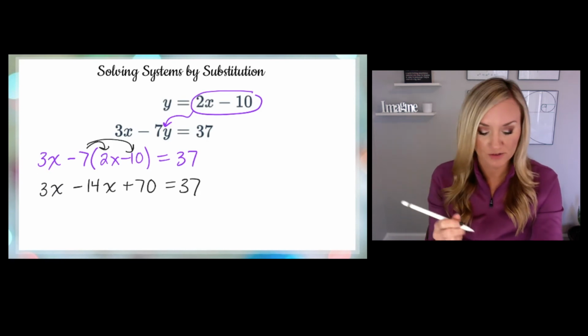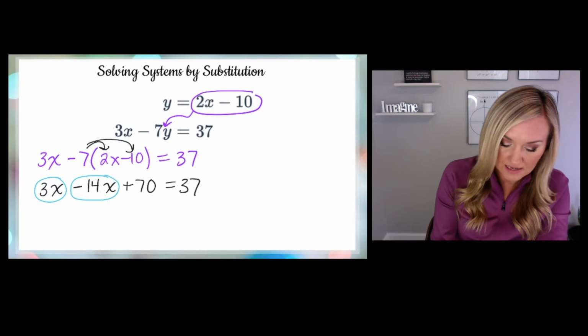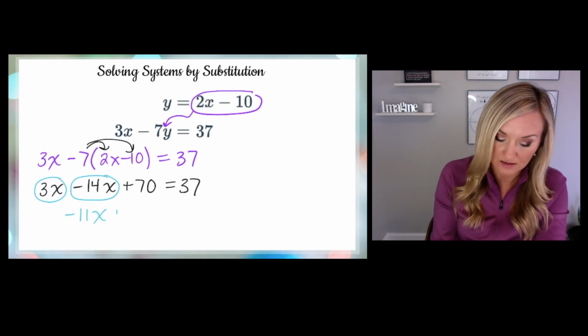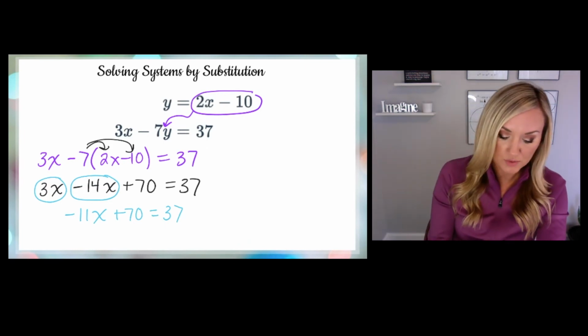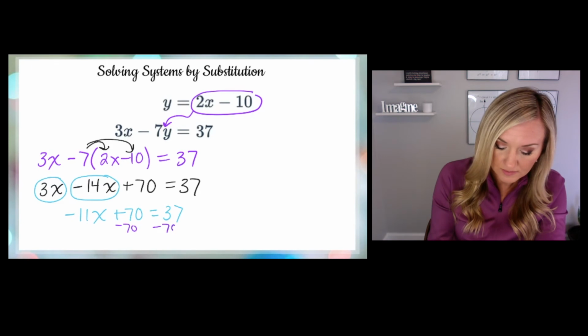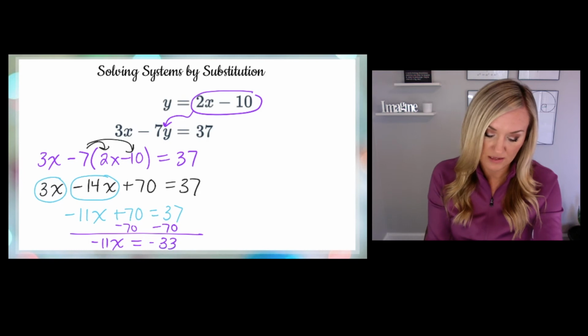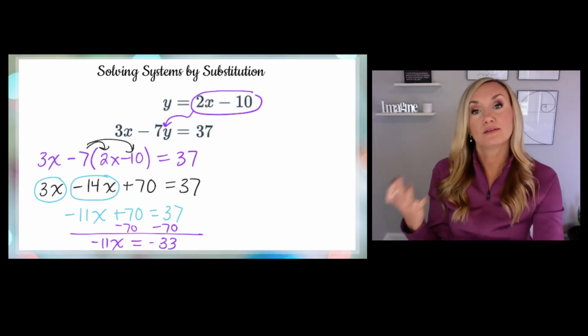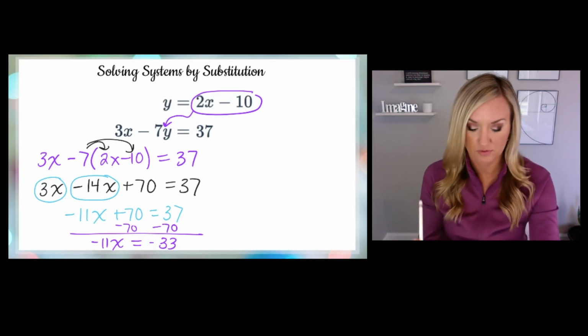Okay, do we have like terms? Yes, we do. We have 3x and a negative 14x. That's going to give us a negative 11x plus 70 equals 37. When we subtract that 70 to the other side, we have negative 11x equals a negative 33. And therefore, we have x is a positive 3.